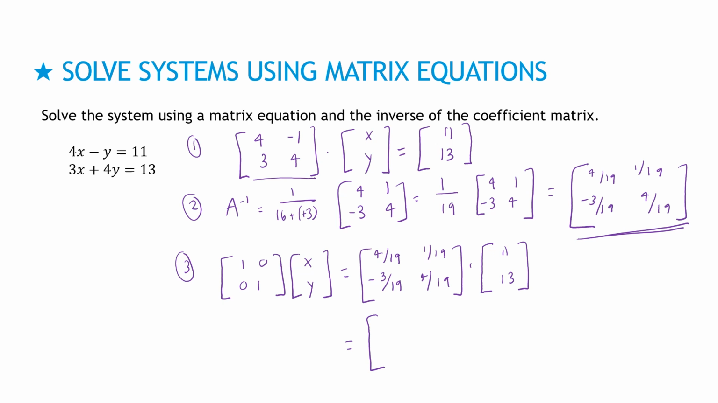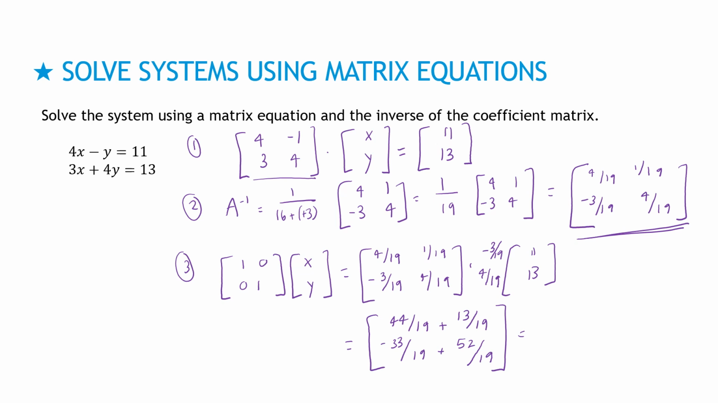My solution, oh, I'm going to move this over, give me a little bit of room to show my work. So 4/19 times 11, that will give me 44/19 plus 13/19. And then if I replace that with the next row, negative 3/19, 4/19, that would give me negative 33/19 and 52/19.